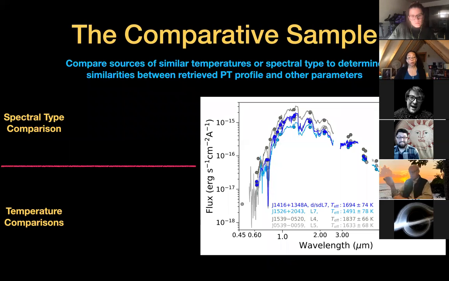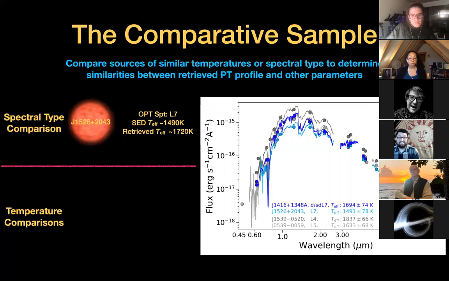So here we have 1416 in dark blue, and we have its comparative object of similar spectral type in blue, J1426. From its SED, we see it's got a temperature of around 1500 Kelvin. And like 1416A, we see it's got a hotter retrieved temperature, and this time it's around 1700 Kelvin.